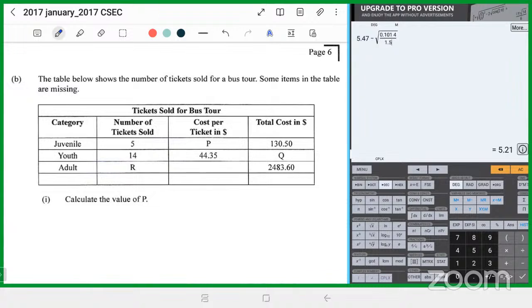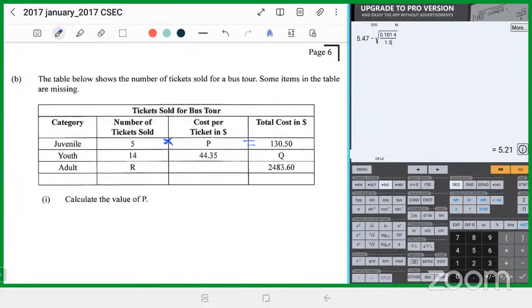All right, so some items are missing. Calculate the value of P. So let's read what we have here. These are the categories of tickets: juvenile, youth, adult, and this is the number of tickets sold. So 514, I don't know this one. This is the cost per ticket, in other words, the cost for one ticket. And this is the total cost for each ticket on each line. So we're going to multiply these two values, and that will be equal to the value over here. The number of tickets times the cost for one ticket gives you the total on each line.